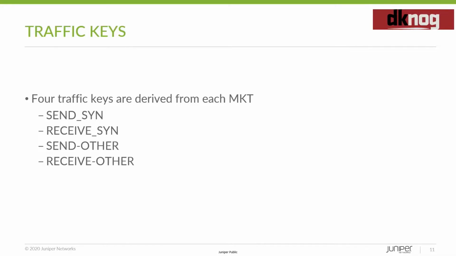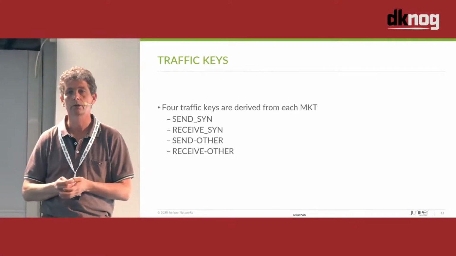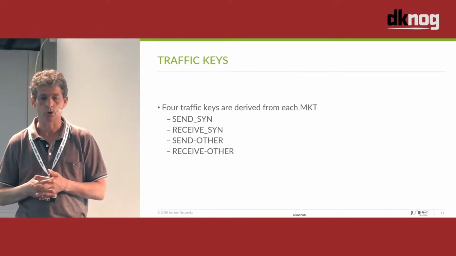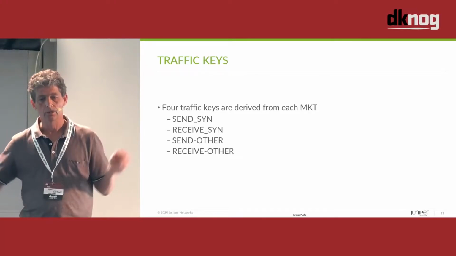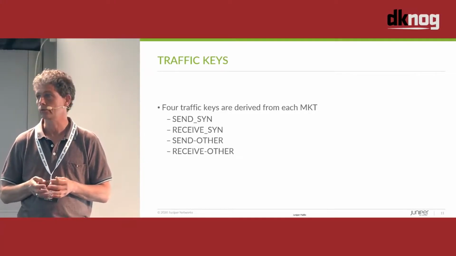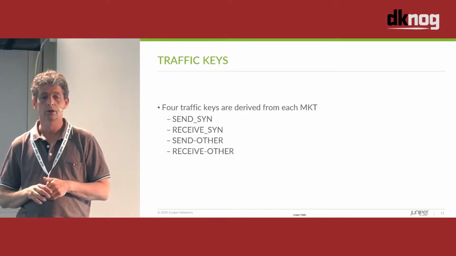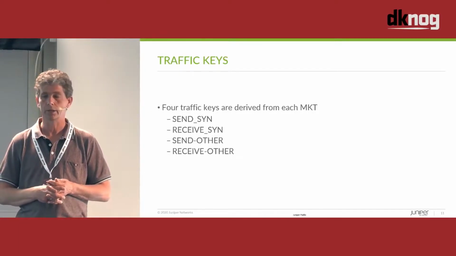There are technically 4 different keys generated for each MKT. There is a send SYN and receive SYN, and then there's send and receive other, the generic ones. The send and receive SYN is going to be used when you set up the session. Send is obviously sending the first SYN over for the TCP connection. There's still no ISN. You have no initial sequence number, so you can't just say this is the sequence number, so I can't use it. It is basically set to 0 when a new key is generated.